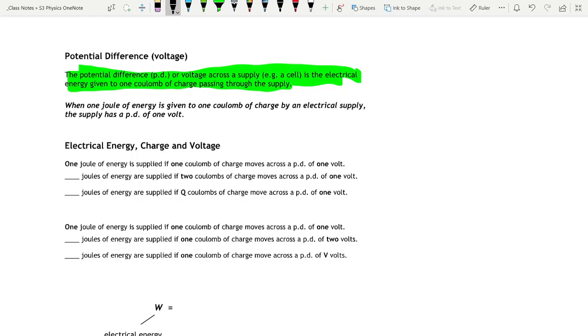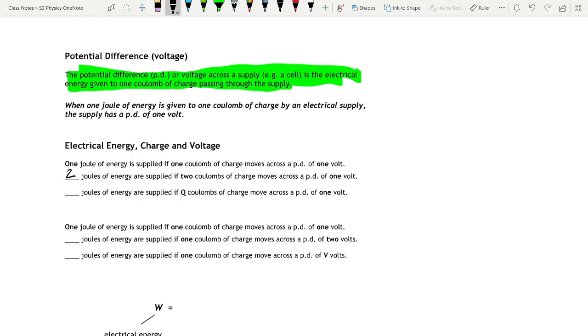If 2 people pass me, I'm still giving 1 out to each person. I give it to 1 person, I give another 1 to another person. The total energy in this circuit is going to be 2. So that's what it says: 2 joules of energy are supplied if 2 coulombs of charge, so 2 people, go past me, and I give them 1 each with a potential difference of 1 volt. So the total amount of energy in that circuit would be 2 joules.